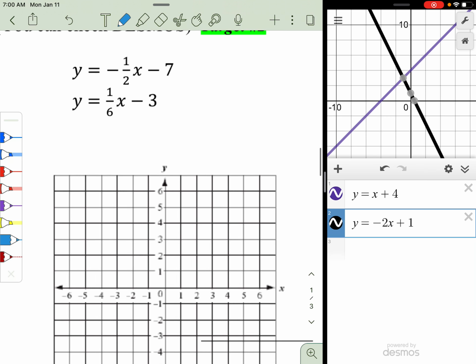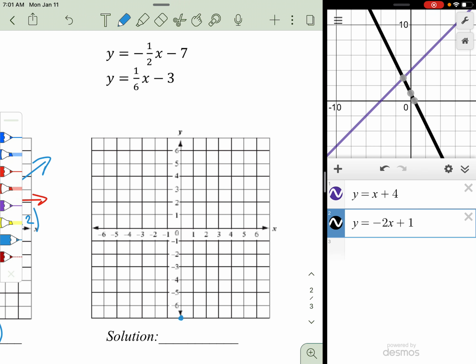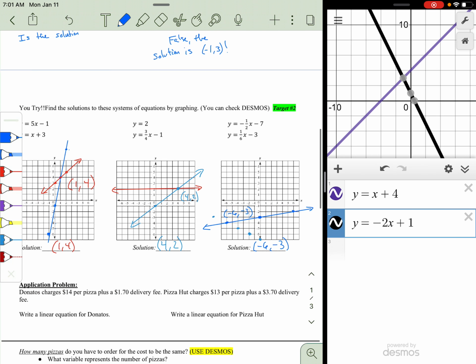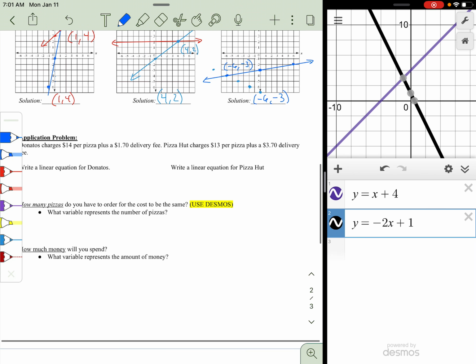Okay, and then the last line here starts at negative 7, goes down 1 over 2, or up 1, left 2. Okay, and then the second one starts at negative 3, goes up 1 over 6, down 1 over 6. Okay, which my line doesn't really touch, but you can see that it's right here. So maybe I'll make a better line. There we go. So that would be at negative 6, negative 3. Okay, so again, you can use Desmos for those. It's probably just as easy either way.